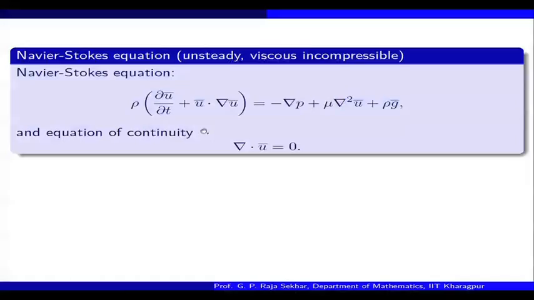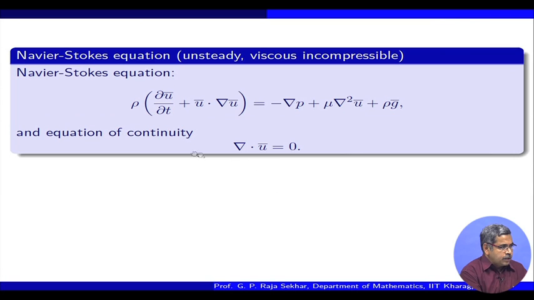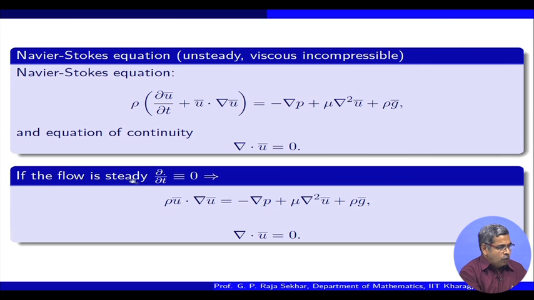Okay. So, let us recall quickly the governing equations. So, this is the unsteady viscous incompressible flow. Most of the times we start with incompressible. Okay. So, this is the local rate, this is the convective rate as we have discussed, and this is the pressure, viscous forces and body forces, and this is the corresponding equation of continuity. If the flow is steady, that means there are no variations with respect to time, we neglect this. So, we get the corresponding simplified equation.